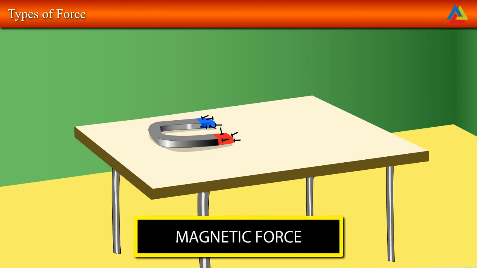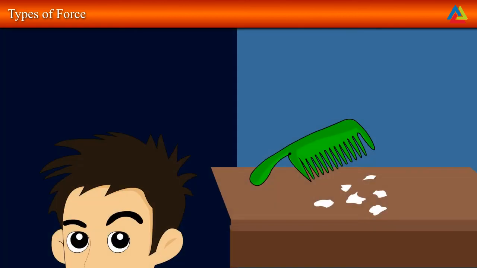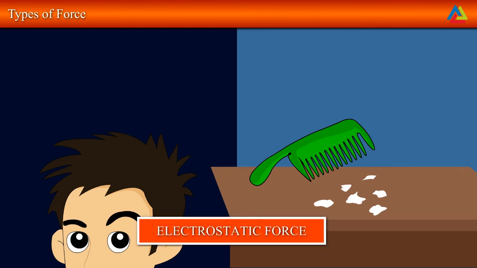Yes, attraction or repulsion between objects can be seen as another form of pull or push. The force exerted by a charged body on another charged or uncharged body is known as electrostatic force. The comb gets charged when it comes in contact with dry hair. It can attract small pieces of paper because of electrostatic force.